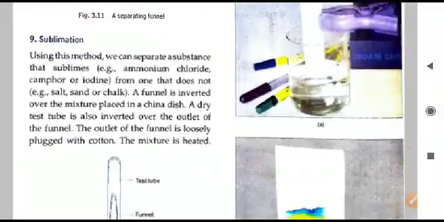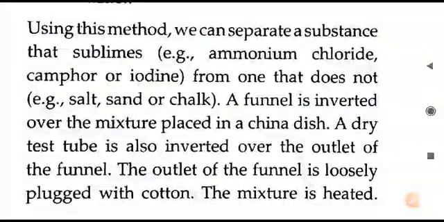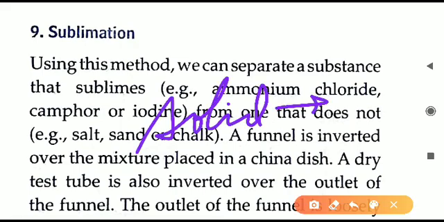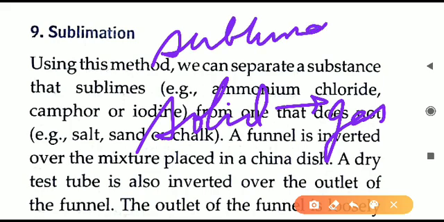Next, now point number 9, that is sublimation. You would have studied this earlier also. Sublimation is the physical process in which a solid on heating converts into gas directly. Generally a solid on heating converts into liquid, but if it is not melting and directly becomes gas, then this process is called sublimation. And the substance which is undergoing sublimation is called a sublimate, or we can say a sublimating substance.